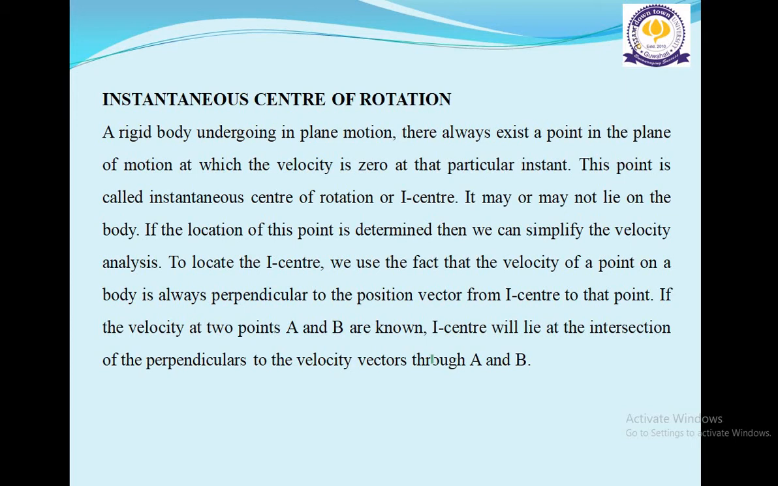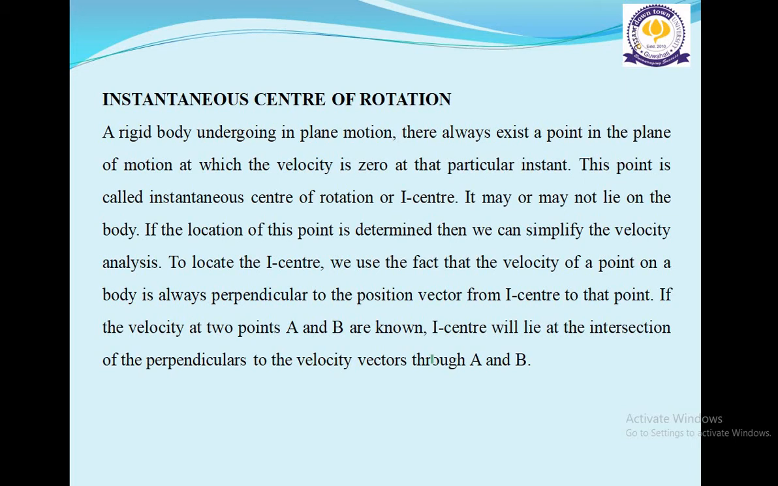So what is instantaneous center of rotation? Instantaneous center of rotation is a point. There always exists a point in the plane of motion at which the velocity is 0 at that particular instant. That center is known as the instantaneous center of rotation. It may or may not lie on the body. If the location of this point is determined, then we can simplify the velocity analysis.